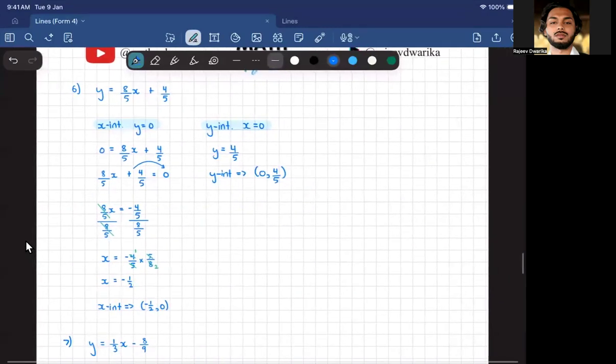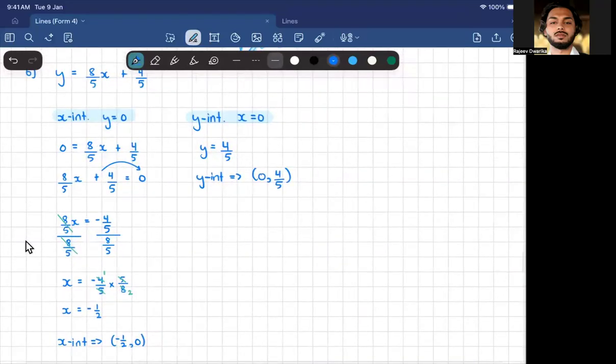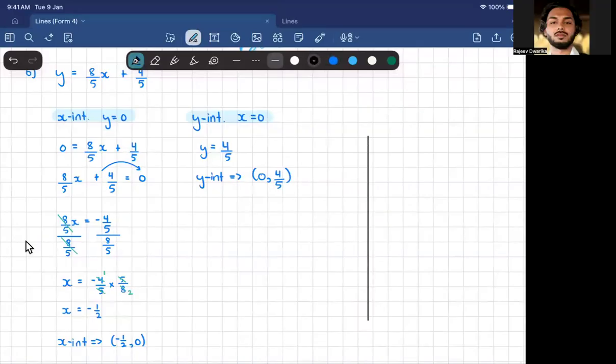Right. So we have our 2 points. So Ria, what's the next step? We sketch it on the graph. If you want to sound real bougie and real posh, you could say we now sketch it on the Cartesian plane.